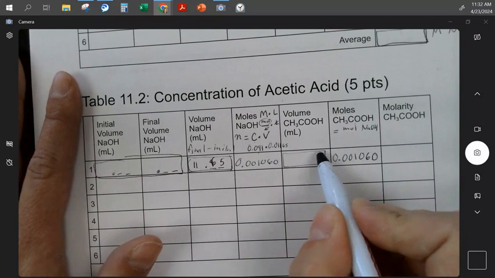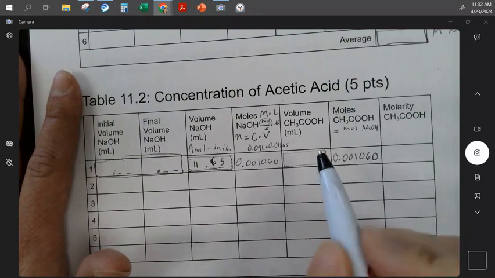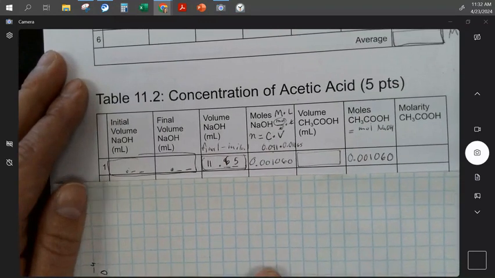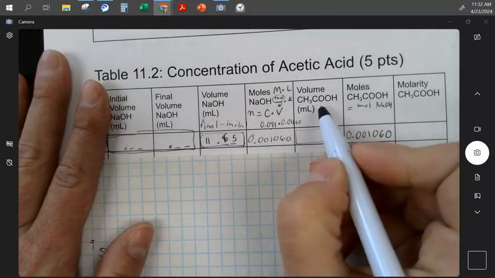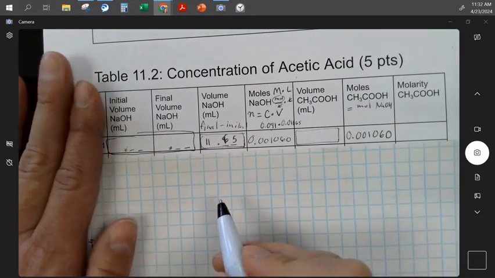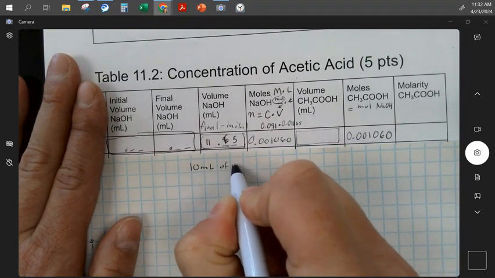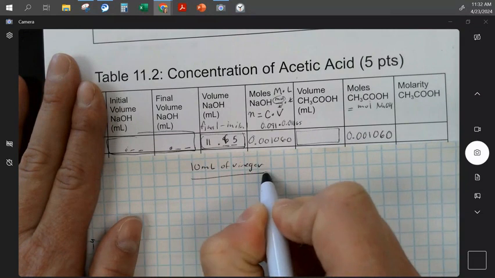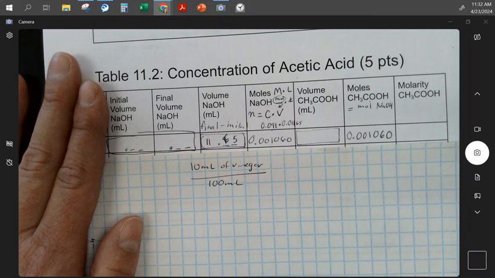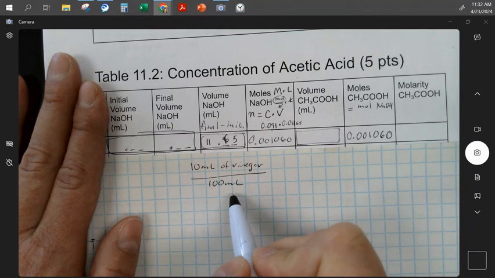Okay, this is a tricky box. This is dependent on how you diluted your sample. So I'm going to show you a few different ways with this side of the paper. So we're looking at how much vinegar was in your sample? Okay, so in class, I took 10 milliliters of vinegar. I had a 100 milliliter flask and I diluted it to 100 milliliters.